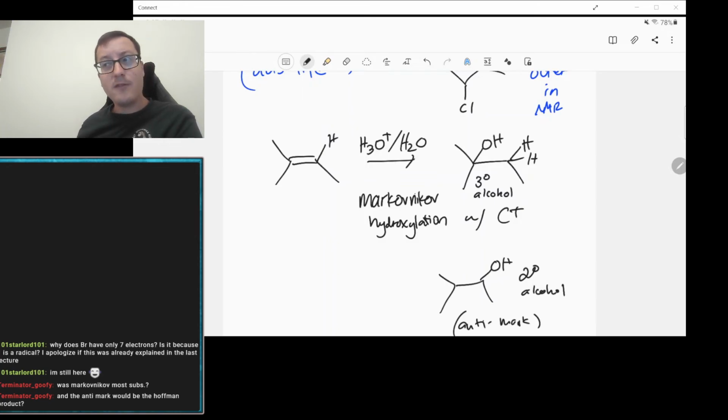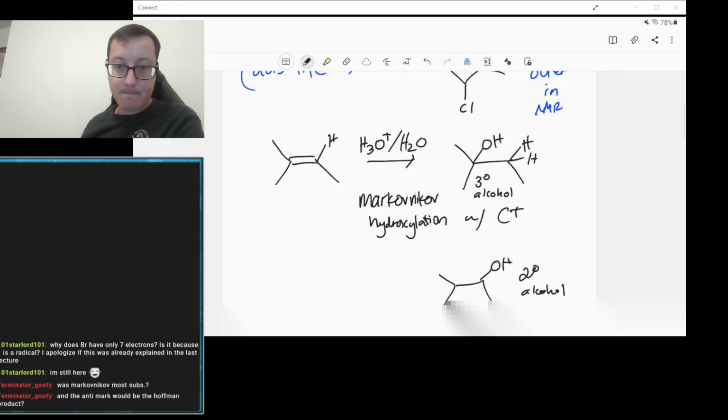Ooh, Hofmann is a double bond that's formed. So Hofmann and Zaitsev are double bonds that are being formed. Markovnikov is getting rid of double bonds and putting something else there. So Markovnikov is for addition reactions. Hofmann and Zaitsev are for elimination reactions, the opposite of these. Okay, so they are related, but kind of opposites.